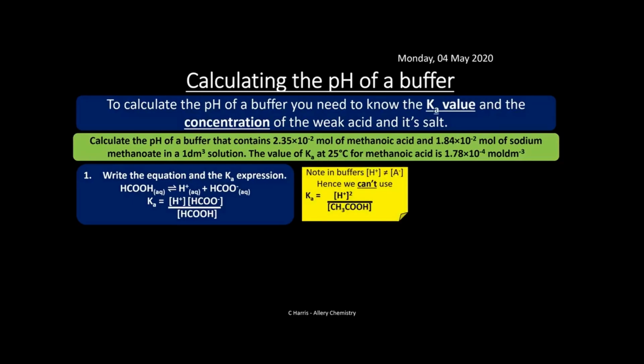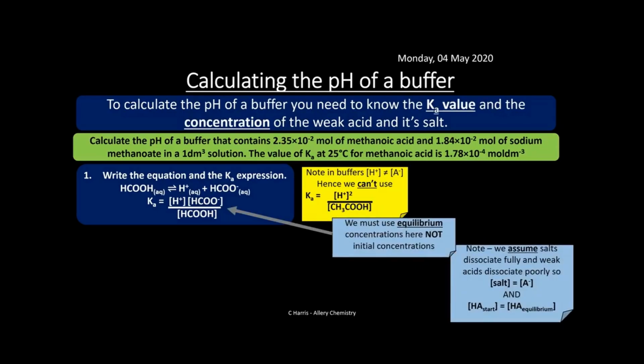Buffers have a little bit of a difference. With buffers, H plus doesn't equal A minus. The reason why is because we've got a salt and an acid. It's coming from two different sources. So we can't use H plus squared over concentration of HCOOH. We must leave in the A minus part. That's a bit of a pain, but it will come into use, I promise. It's the only time when you can't use this expression, when you're dealing with buffers. So just remember that.